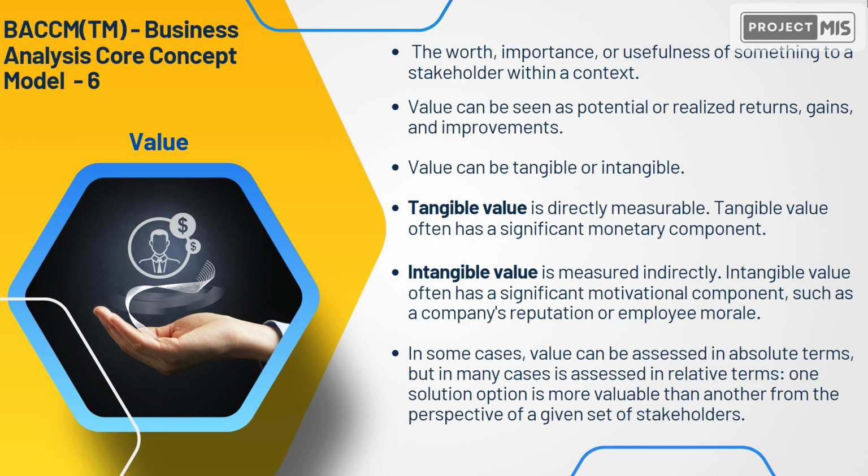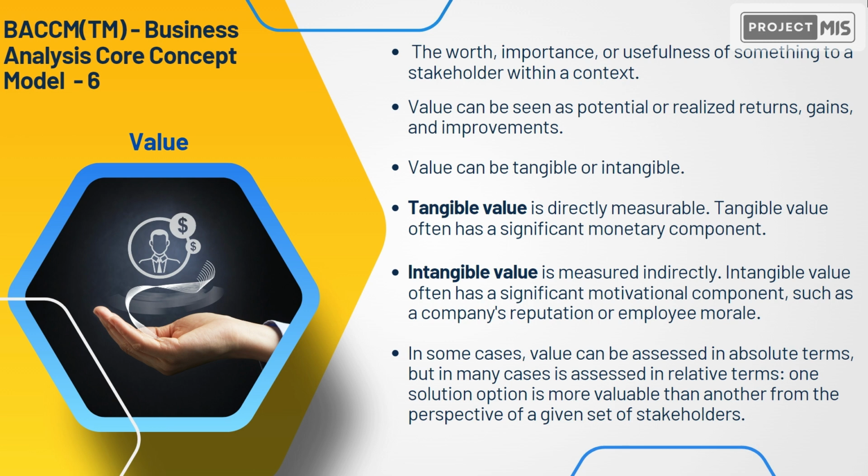In those two ways you can measure the value. First one is absolute, which means we are talking about the individual benefit of the solution. We are not comparing the benefit of the solution with something else. The other way is that we are comparing the benefit we are getting from the solution with some other alternative. So that is called relative terms.